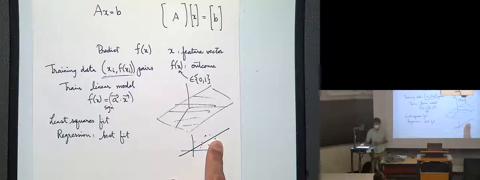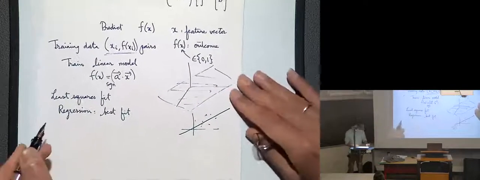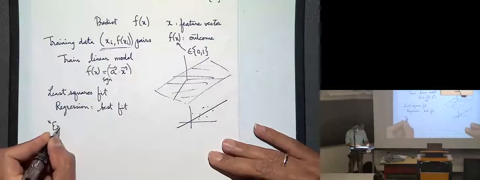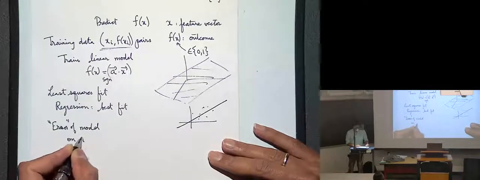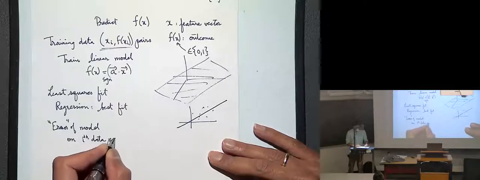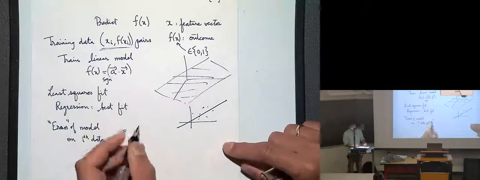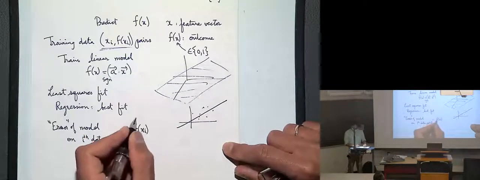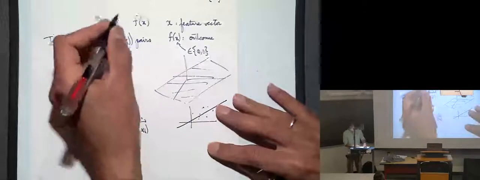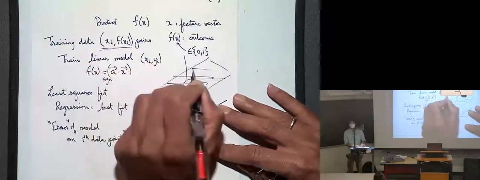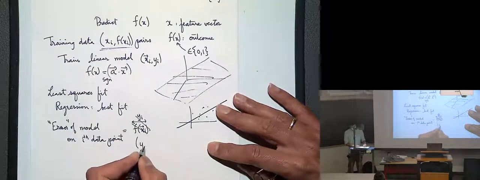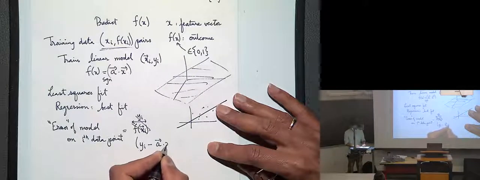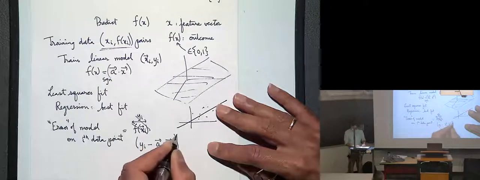Now, it's not going to fit perfectly. So what you say is, okay, I do what's called a least squares fit, which means the error of a model on the ith data point is what? The true value is often referred to as yi, so let me call it yi. So you have xi, yi pairs. X is a vector, y is a scalar. The error is yi minus whatever model you chose, squared.